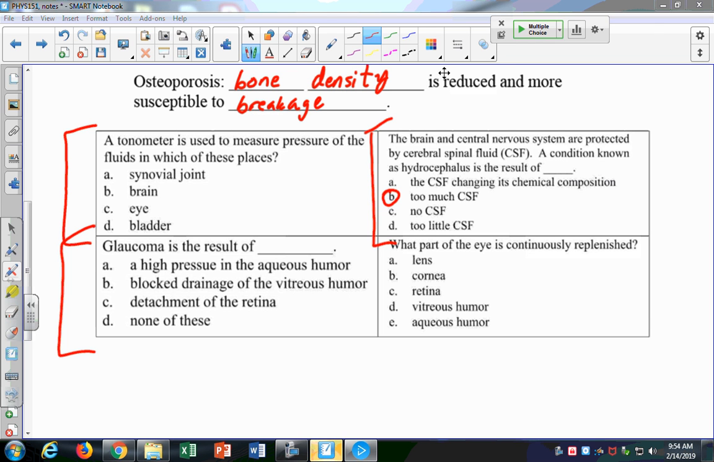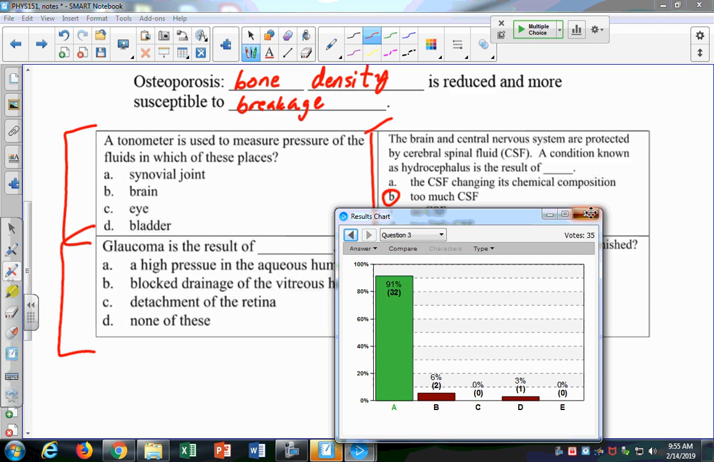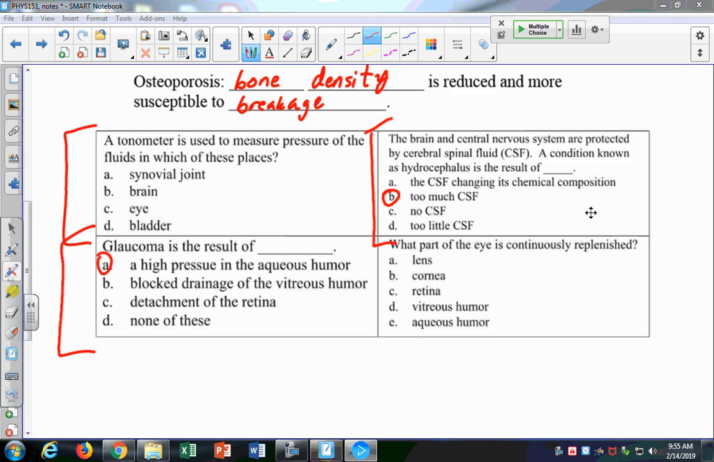All right, we'll try the glaucoma question here. It's the result of what? All right, let's stop at 20. Okay, A is right. High pressure in the aqueous humor. You can't really have, I mean, I guess you could have a high pressure in the vitreous humor, but it'd have to be corrected early on because you have that your whole life.